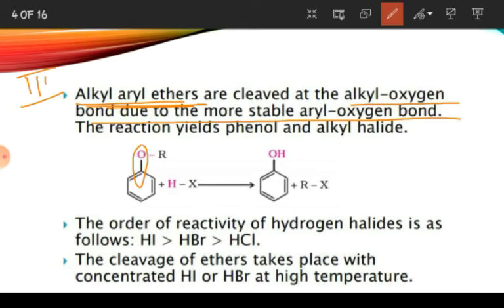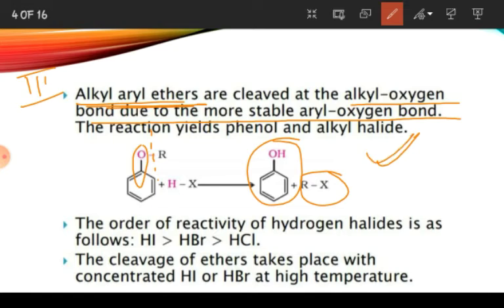Again the same thing. In this bond, partial double bond character is there, so it is difficult to separate this part. So cleavage will take place from here. And what will be formed? RX and phenol will be formed. So this also you need to remember.